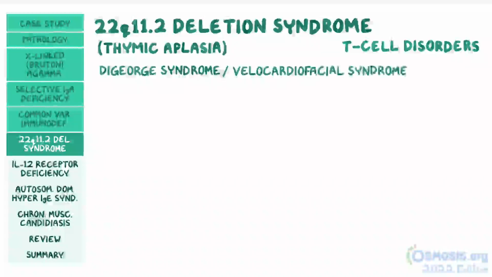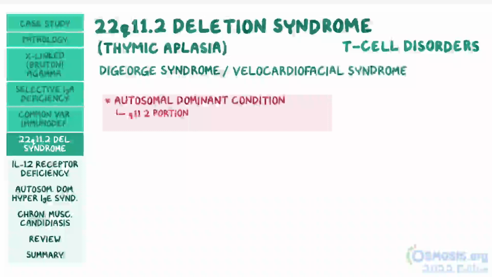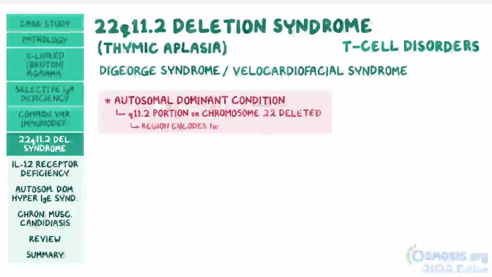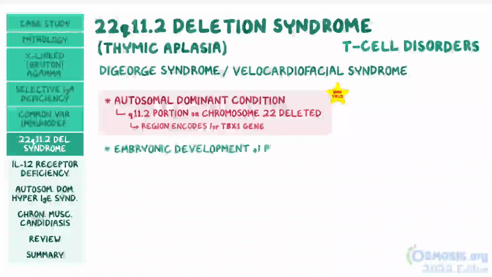Now, 22q11.2 deletion syndrome is an autosomal dominant condition where the q11.2 portion of DNA on chromosome 22 is deleted, and this region encodes for some really important genes, one of which is the TBX1 gene. Now, TBX1 gene is involved in normal embryonic development of the pharyngeal pouches, which are fetal structures that develop into parts of the head and neck.